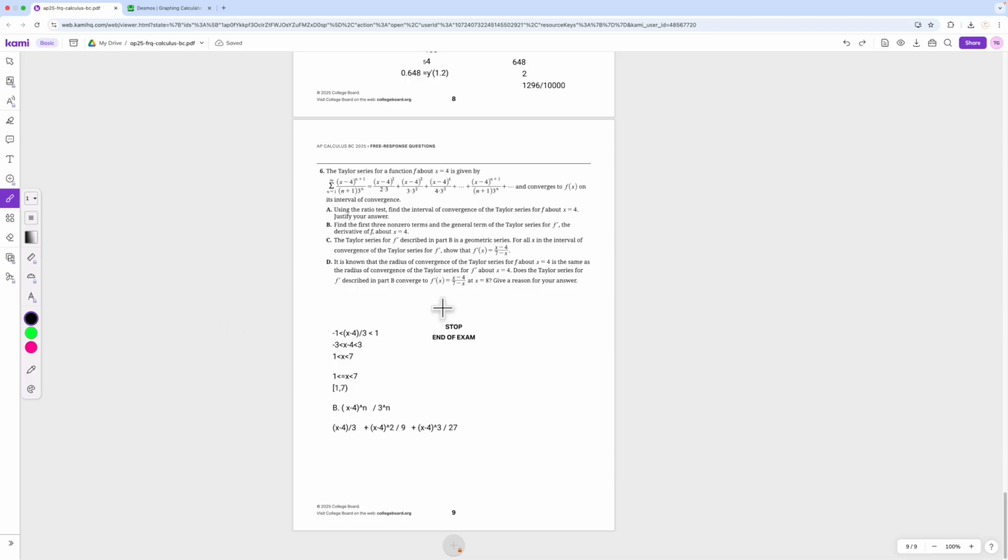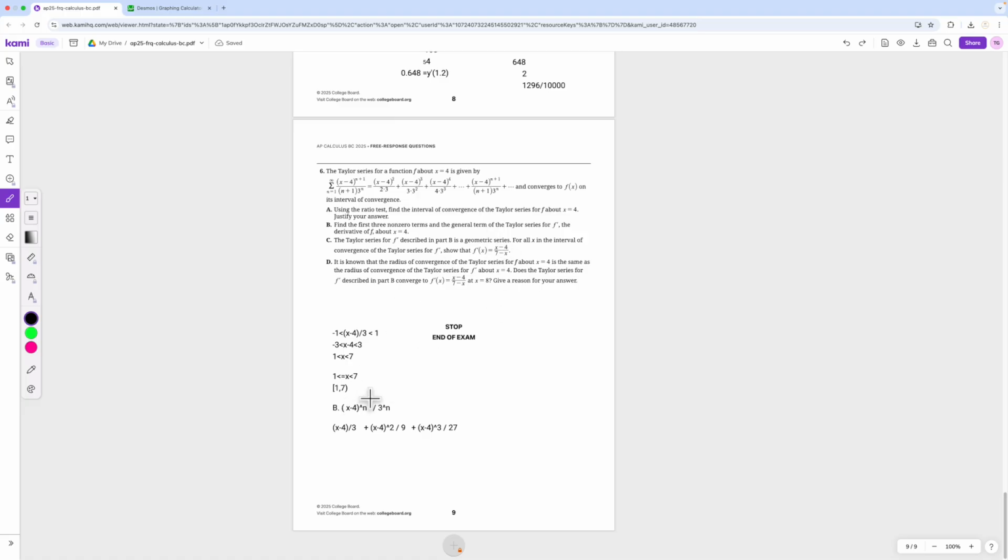It is known that the radius of convergence of the Taylor series for f about x equals 4 is the same as the radius of convergence for f prime about x equals 4. Does the Taylor series for f prime described in part B converge to this? This is what we got in part C at x equals 8. Give a reason for your answer. Well, remember that here, this is for all x's in the interval of convergence for f prime. And the interval of convergence is when this becomes a geometric series.